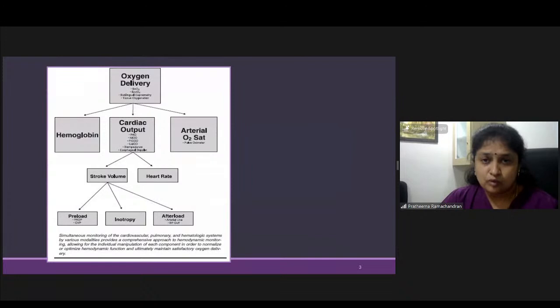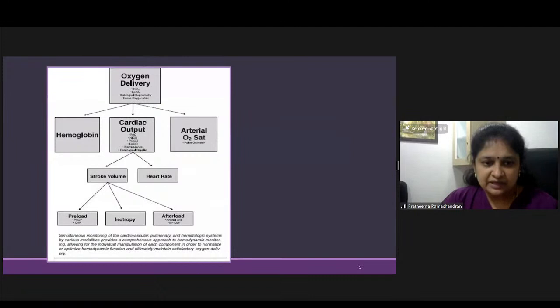As I said, it is called in medical language, inotropy. And how much of the load is pushed against a resistance? It is afterload. What is the peripheral resistance? Is the artery very, very stiff, or are the pressures on the artery side very stiff? Is there a vasoconstriction? Is the heart working against a resistance is what we have to see. So all these things put together is the hemodynamic monitoring.